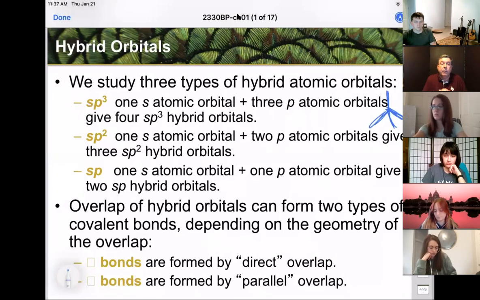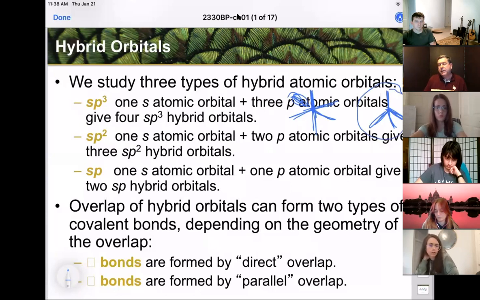You cannot do it without blending those together, because you'd have one thing in the x-axis, one in the y-axis, one in the z-axis, and then something bonding to your s here in the back. So that wouldn't give you 4 equal spaces. So we must be blending these together and making them all of equal energy to give us this tetrahedral shape.